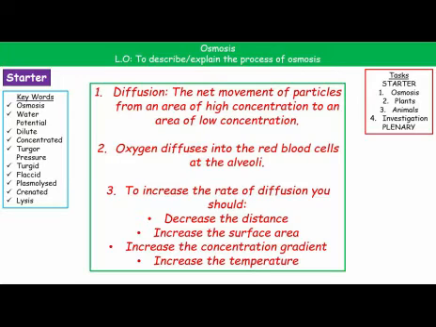The second one, we're looking for oxygen here. So it's oxygen that's diffusing into the red blood cells at the alveoli. Give yourself a tick for oxygen if you've got it. And then if we're looking at ways that we can increase the rate of diffusion for number 3, there are 4 things we could have put down. You can give yourself a tick for each one of these you got. So you could decrease the distance, increase the surface area, increase the concentration gradient, or increase the temperature. So add those up for me and give me a total score over in the chat window. Let me know how you've done.